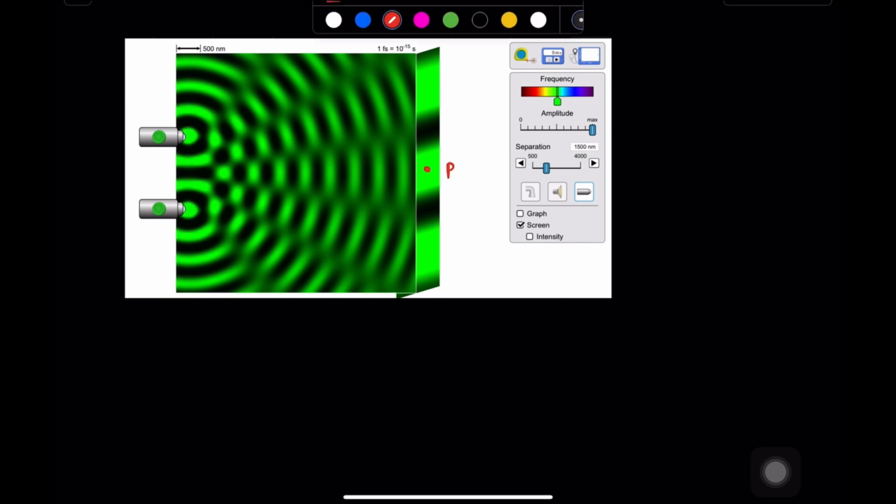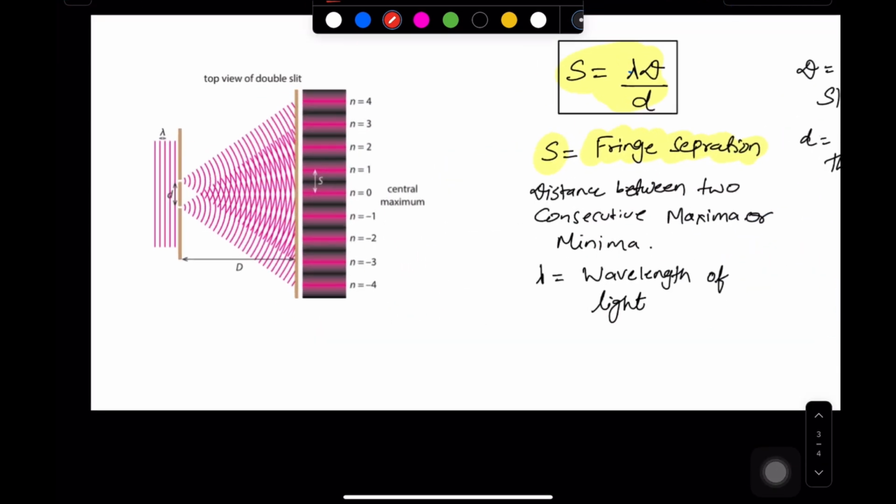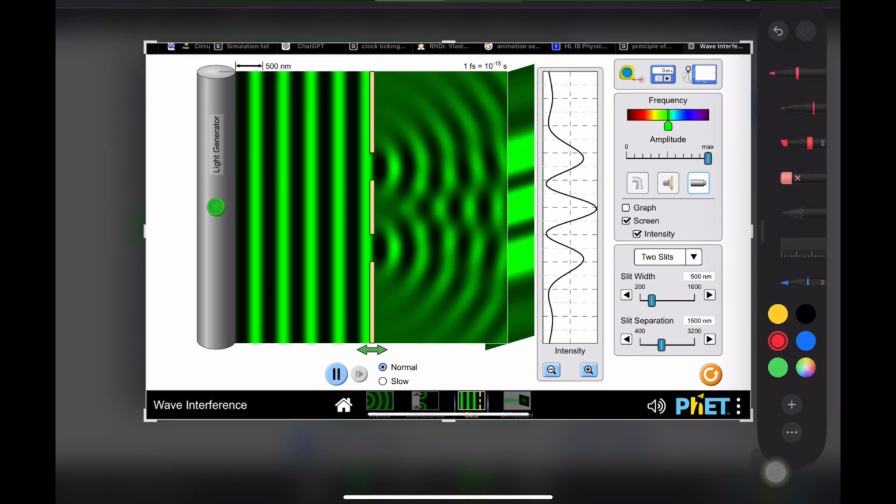This is the point where the path difference is 0 lambda. This is the path difference 0.5 lambda, then 1 lambda, and so on and so forth. What Young did, instead of taking two light sources, was take just one source and let it pass through two slits. Instead of two sources, he took slit number 1 and slit number 2. So light from this generator passes through them, with the slits a wavelength apart.